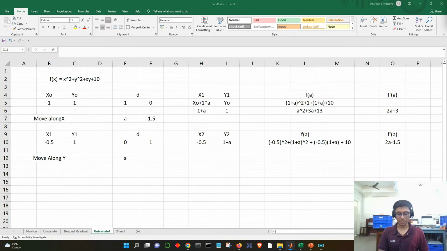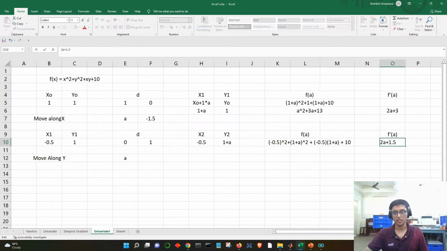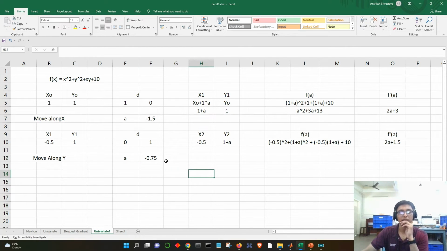So maybe let me also do it. No, sir, it is plus 1.5. Plus 1.5, yes. And it is coming minus 0.75. So we have our a value as minus 0.75. Yeah, this seems to be correct.